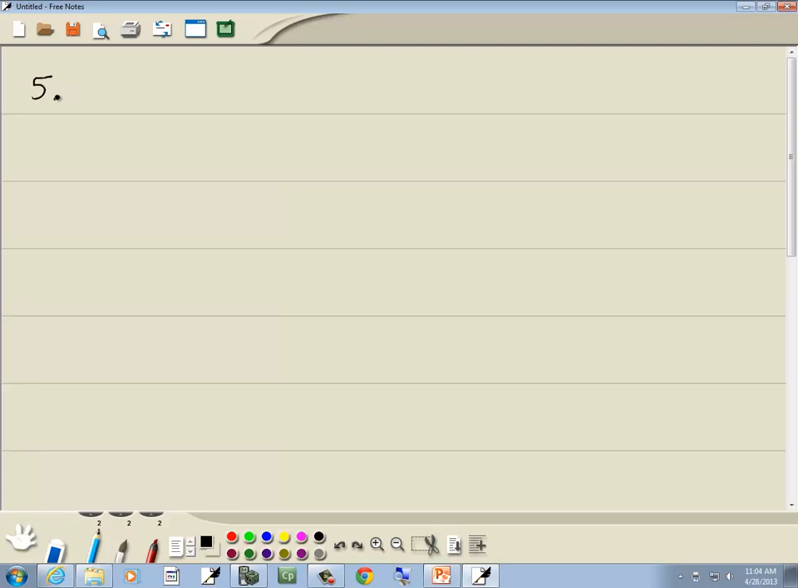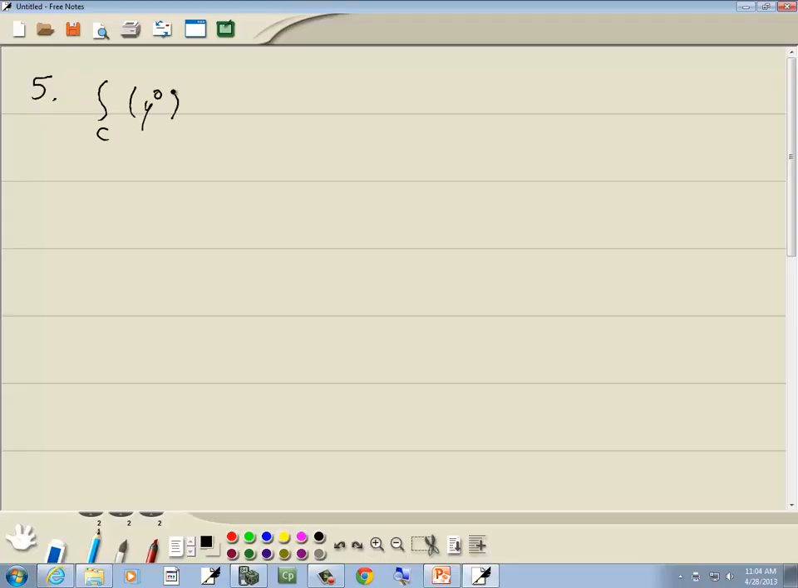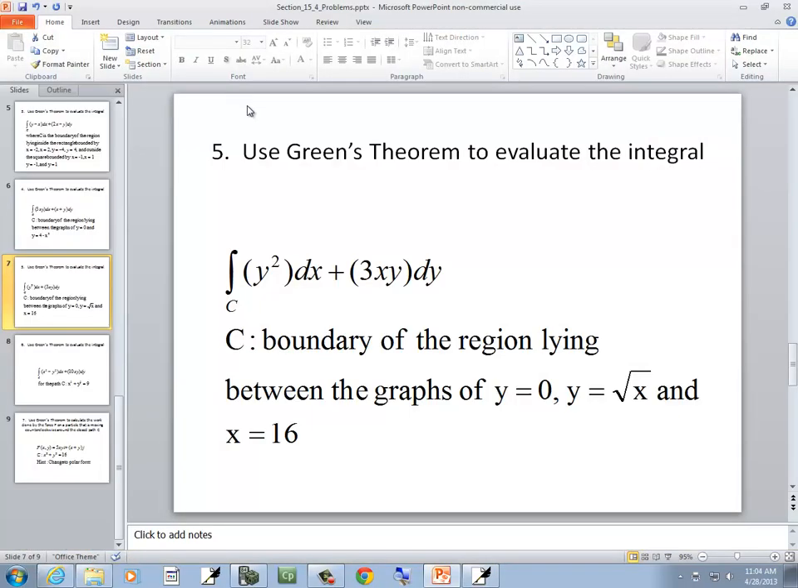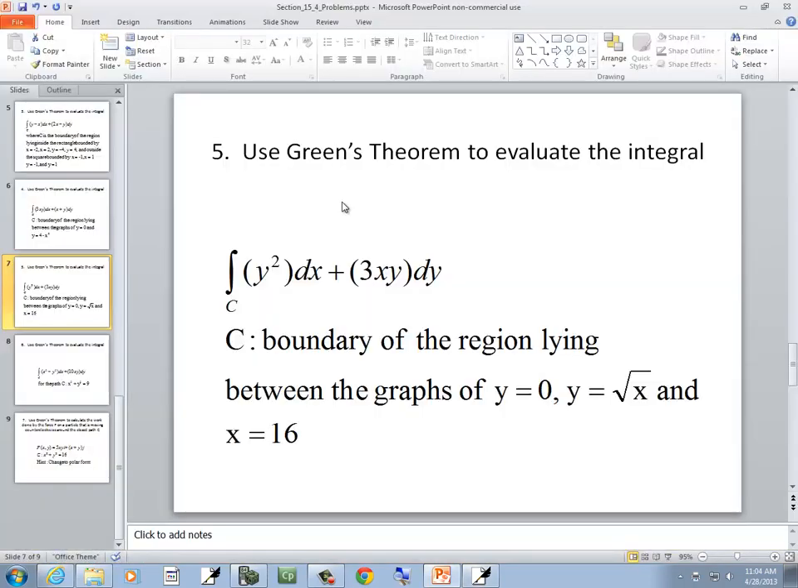So, number 5. Use Green's theorem again. This whole section is focused around that. And we got y squared dx plus 3xy dy. And C is the boundary of the region.